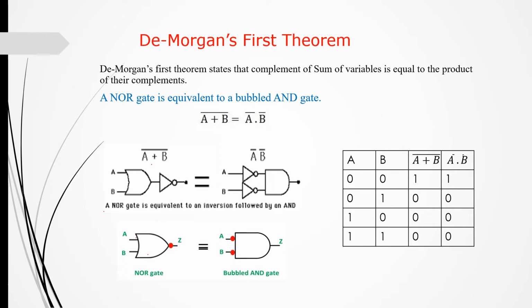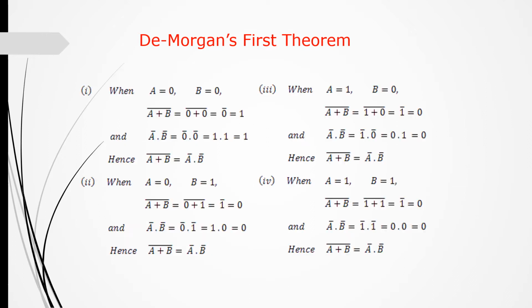Here you can see truth table of De Morgan's first theorem. By taking all four possible input conditions, we can prove (A plus B) bar is equal to A bar into B bar. So here you can see that we have taken all four input conditions of A and B and we have proved that (A plus B) bar is equal to A bar into B bar for each input combination. Thus, De Morgan's first theorem is proved.